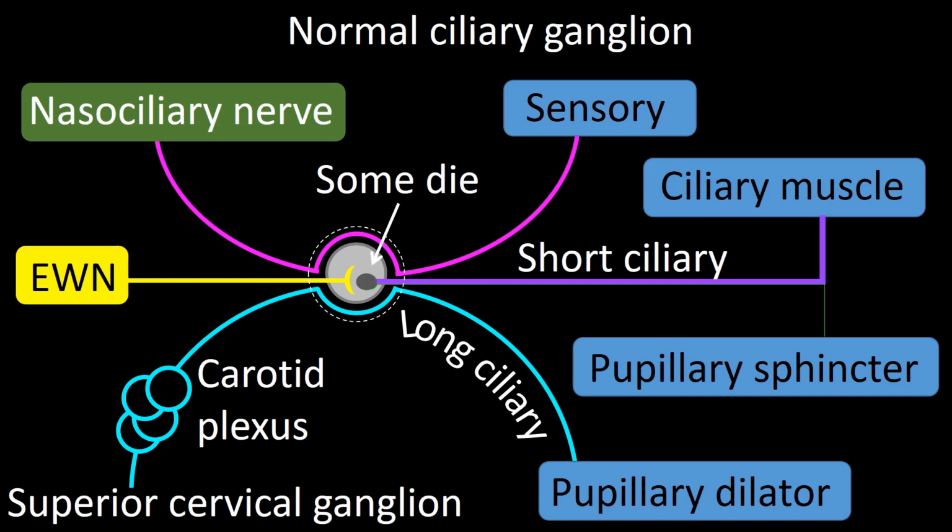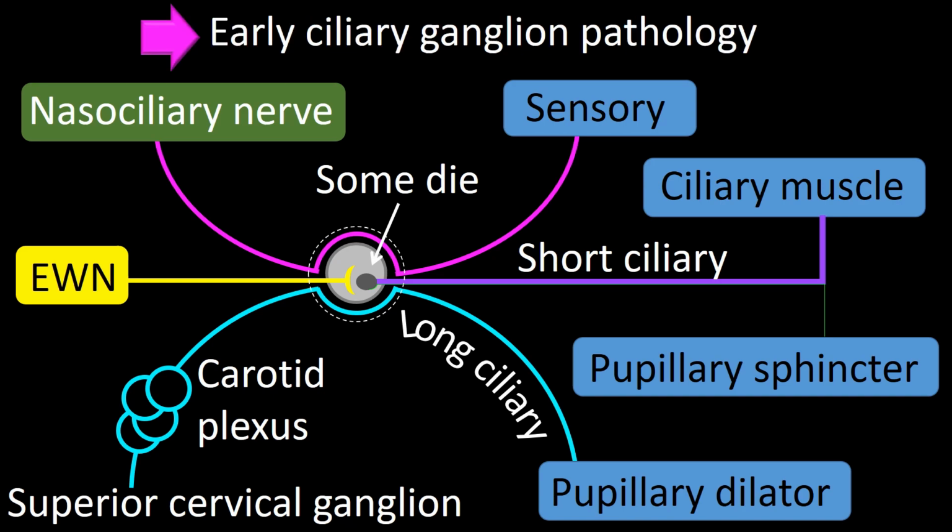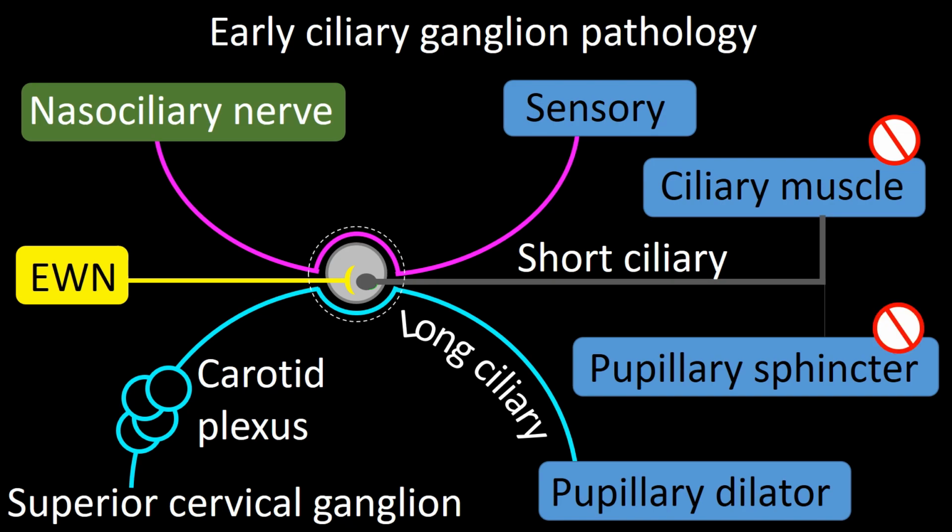The death of ganglion parasympathetic neurons involves a proportionally equal number of neurons whose axons go to the sphincter of the pupil and to the ciliary muscle. The early phase of this condition is thus dominated by death of these neurons. With the death of the neurons' bodies, their axons also die, leading to ciliary muscle and pupillary sphincter weakness.